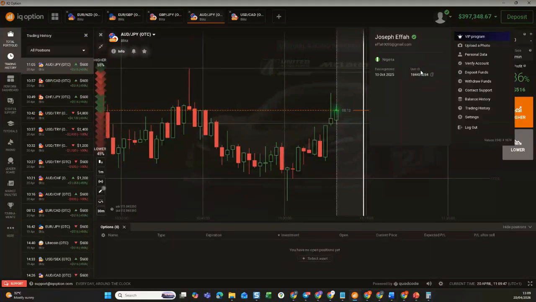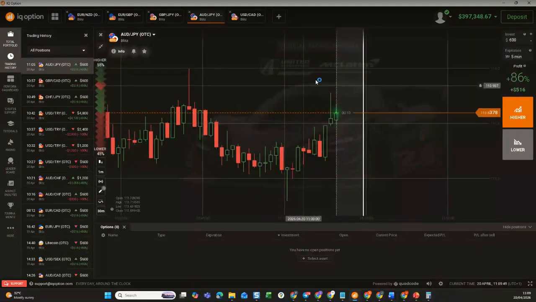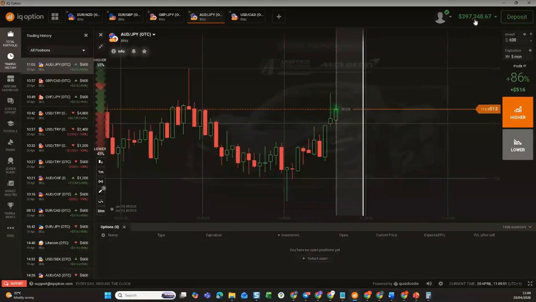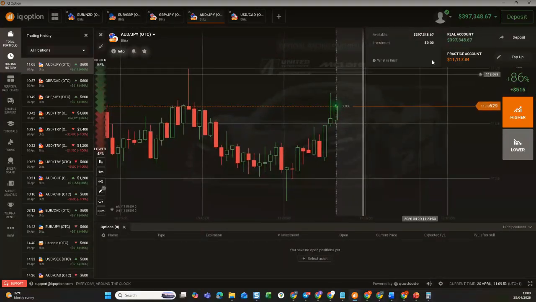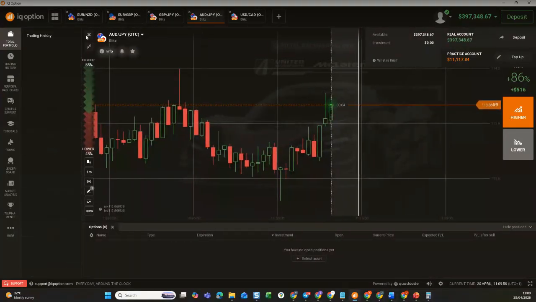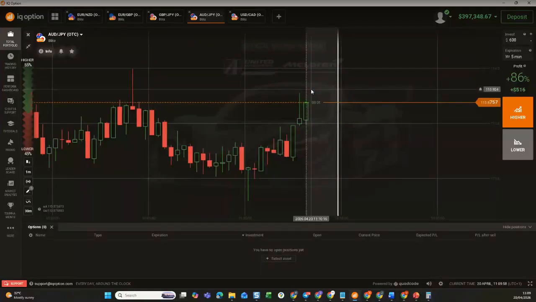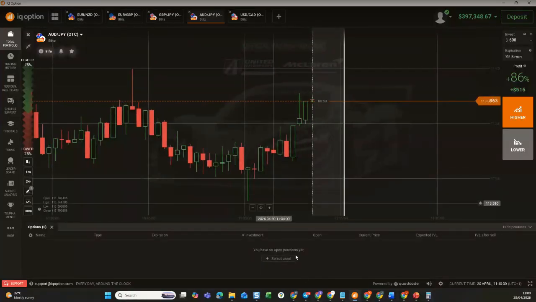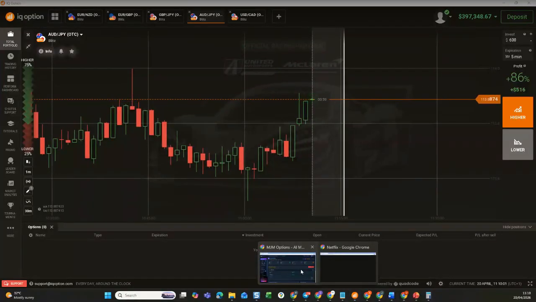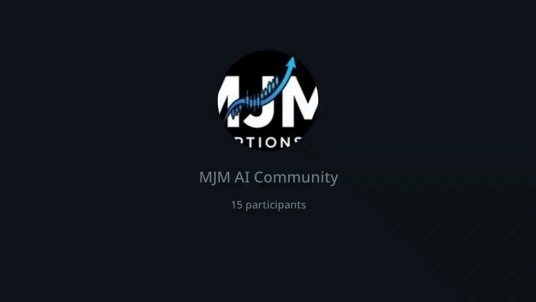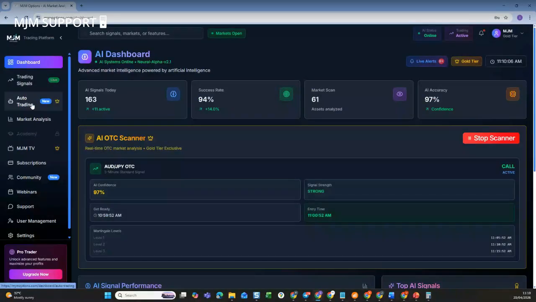Second step. Now, the third and final step is for you to fund your IQ Options account. The moment you fund your IQ Options account, you will then get permanent access to the AI. You can scan, you can use the trading signals, and if you have up to $1,000 on your trading account, you can also use the auto trading feature too. So that is how it is. Very, very simple, very, very straightforward.